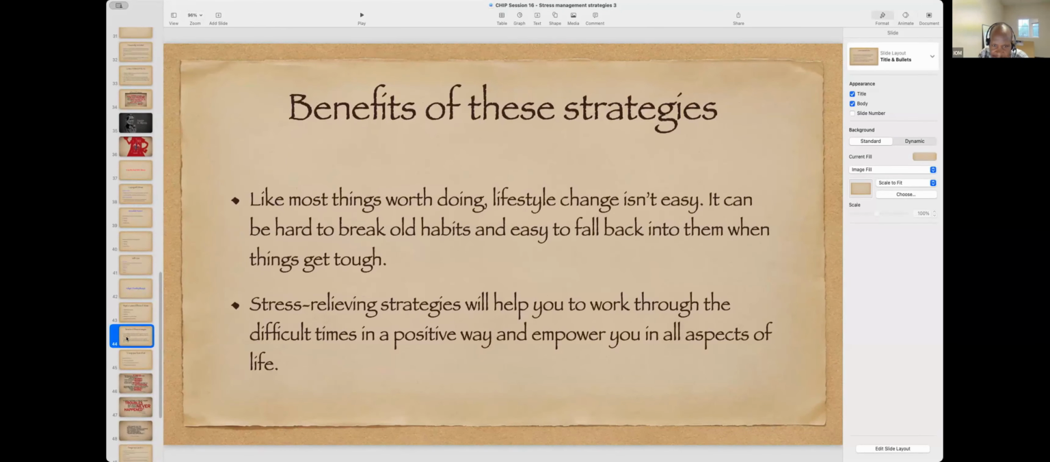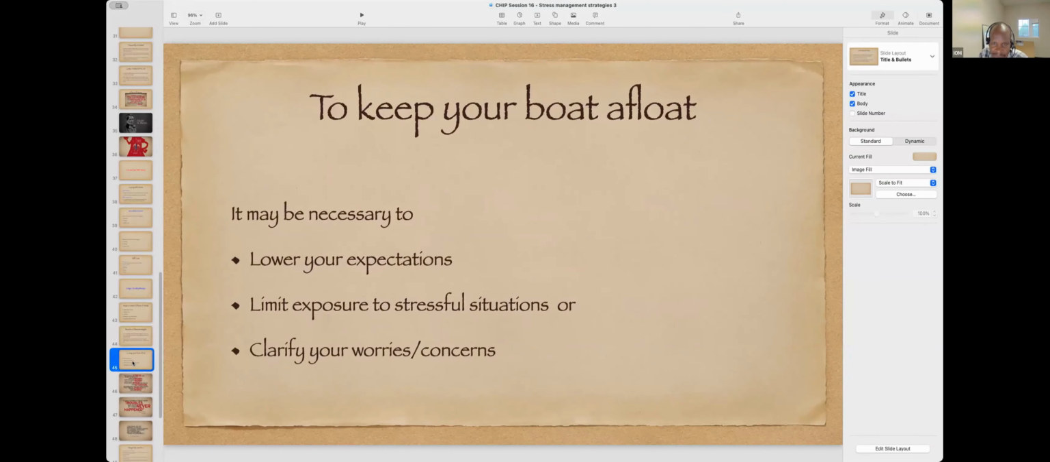Benefits of these strategies, like most things we're doing, lifestyle change is not easy. But when we implement this, we can establish routines that actually stay with us. So stress relieving strategies, if we master them, they can help us greatly.